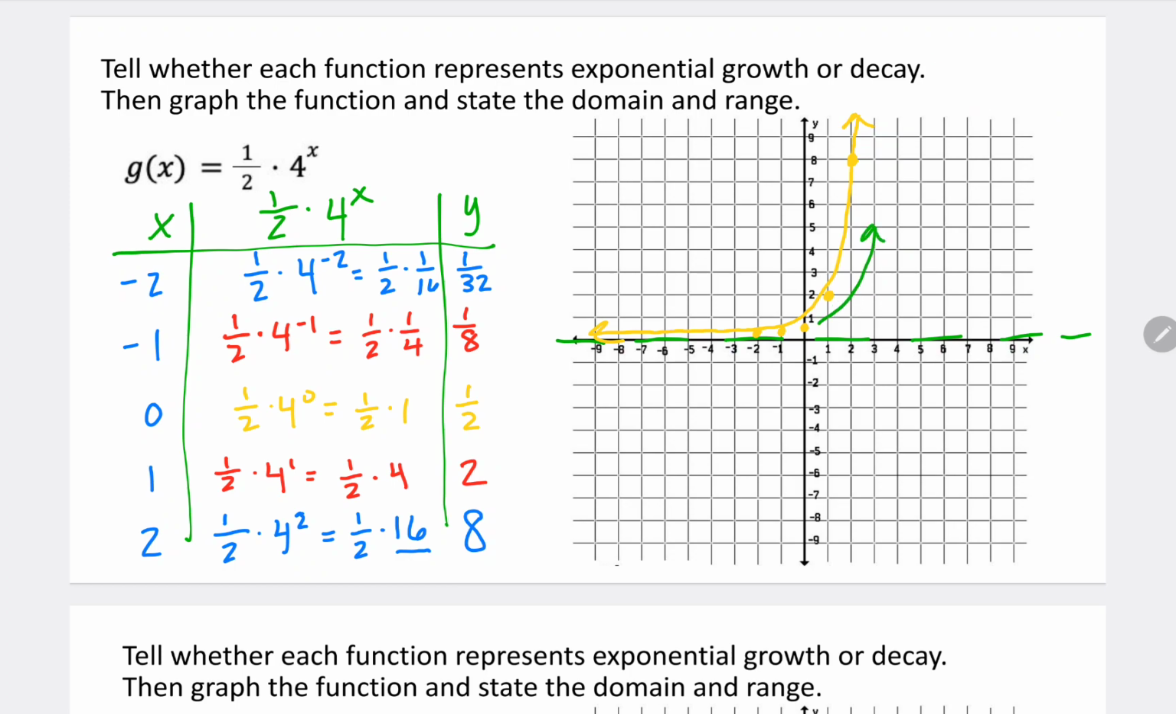If we want to talk about the domain, remember domain for all exponential functions is all real numbers. And your range, because all of the points are above the x-axis, all of our y values are greater than 0.